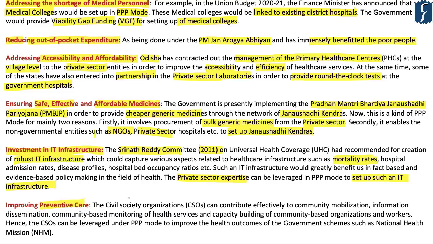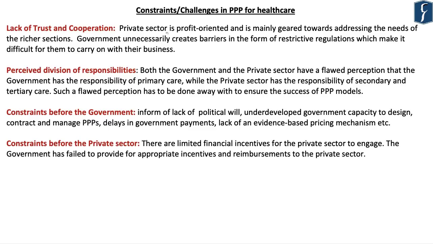Last, we need to improve our preventive care as well. Now in this area, it is our civil societies which can contribute effectively in awareness generation programs, community mobilization programs, information dissemination, monitoring of health services, capacity building, etc. Therefore, we can also leverage under the PPP model various civil society organizations which can help to improve the health outcomes of the government.